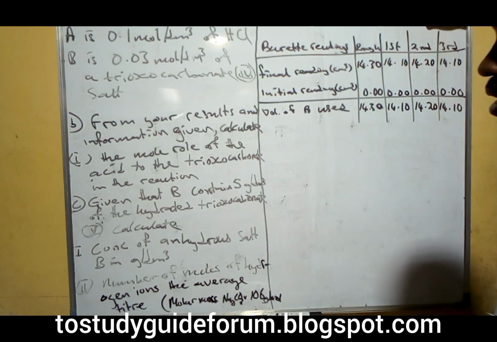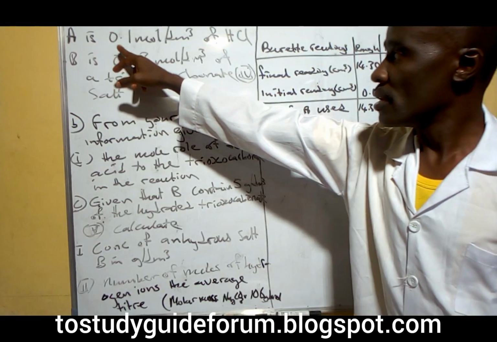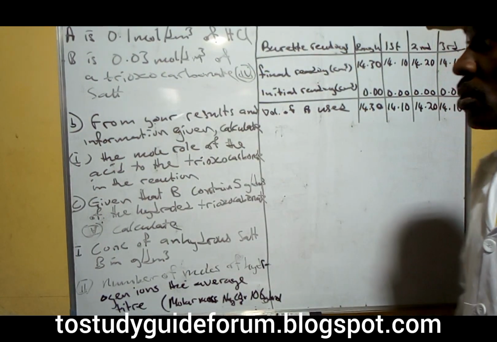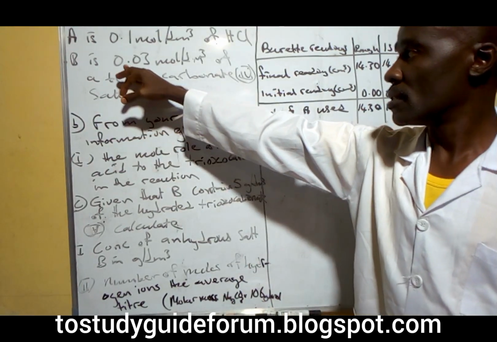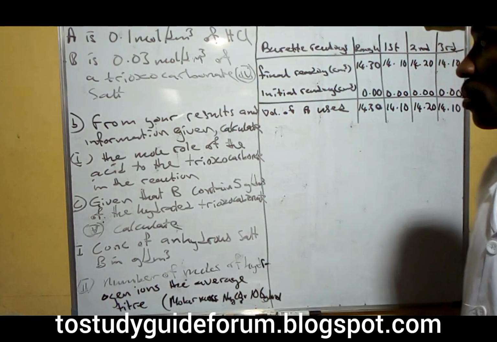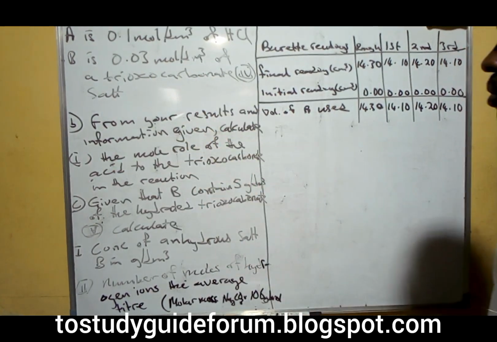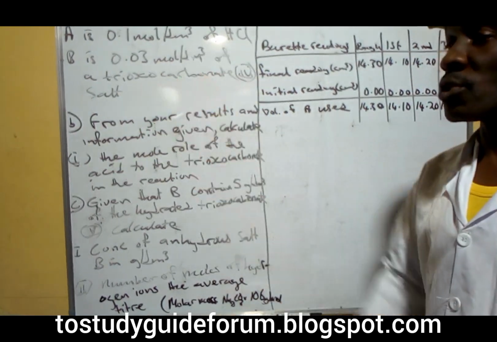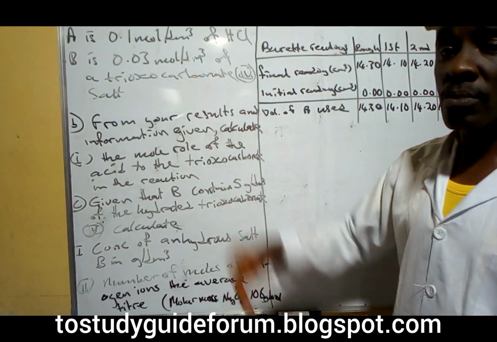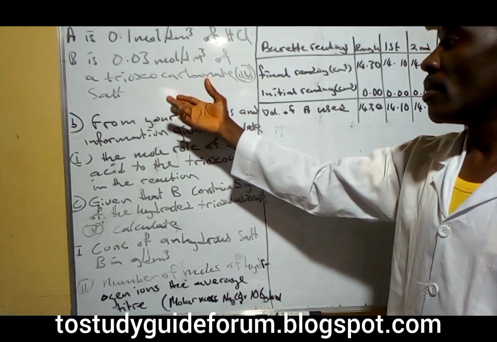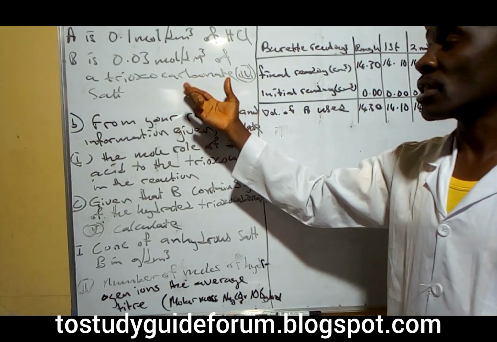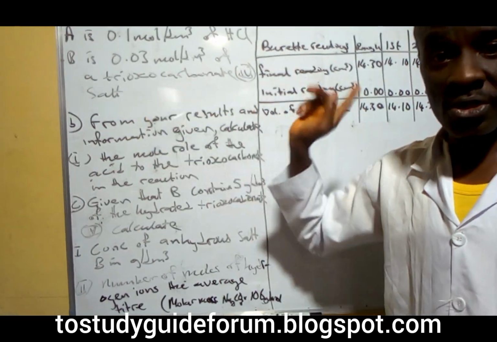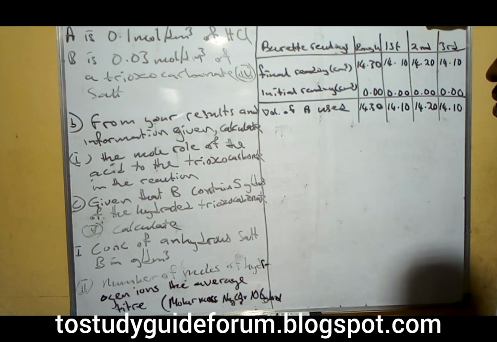Now, in this question, we have said that A is 0.1 mole per dm cube of the acid, and the base is 0.03 mole per dm cube of trioxocarbonate. Note they said trioxocarbonate, which means we don't even know the carbonate. It could be potassium, sodium, or any other soluble one, even ammonium trioxocarbonate. It could be anything. We know that the salt is trioxocarbonate.